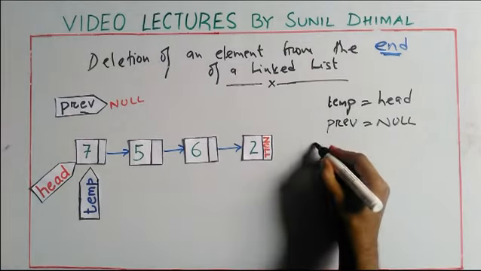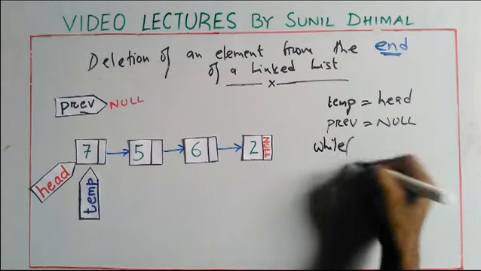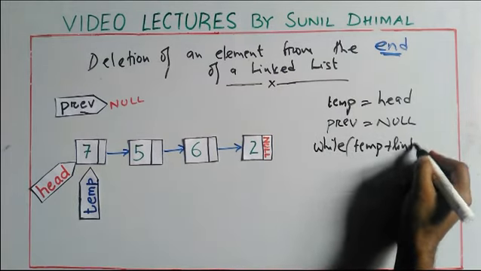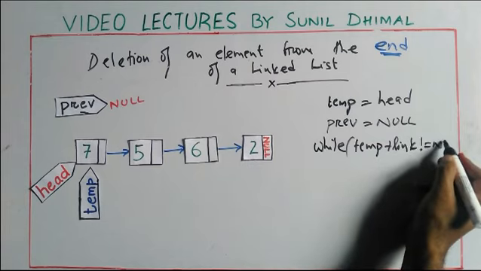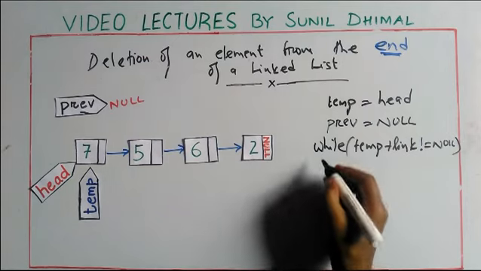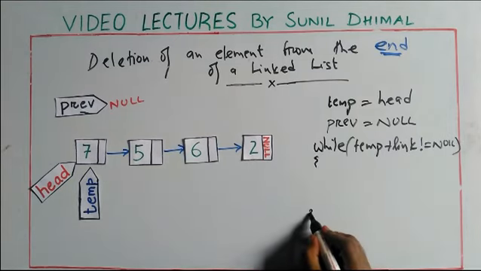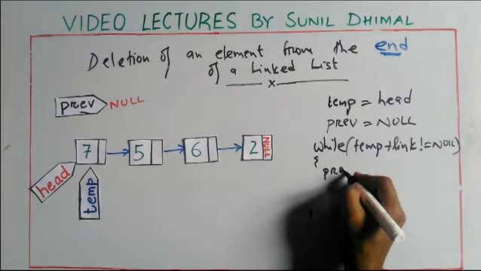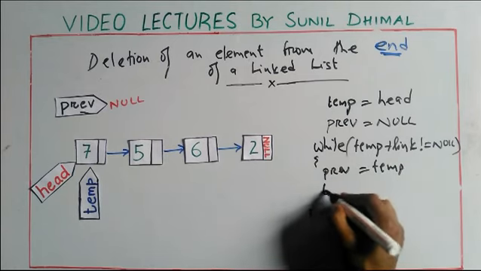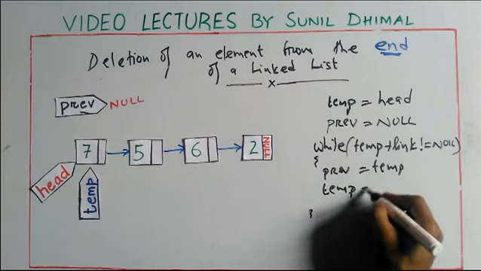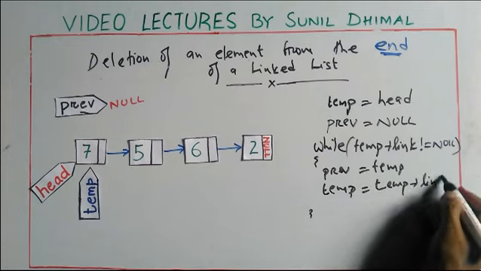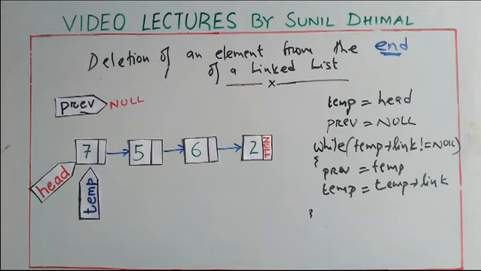So I'll do something like this: while temp link is not equal to null, until this is not equal to null, I'll make previous first point to temp, and then I'll make temp advance to the next node. So I'll do temp equals temp link. Let's see how it works.